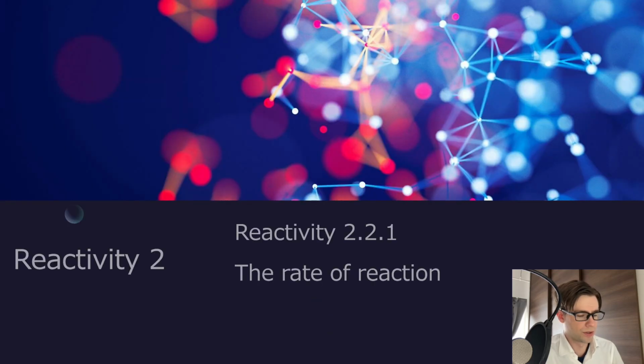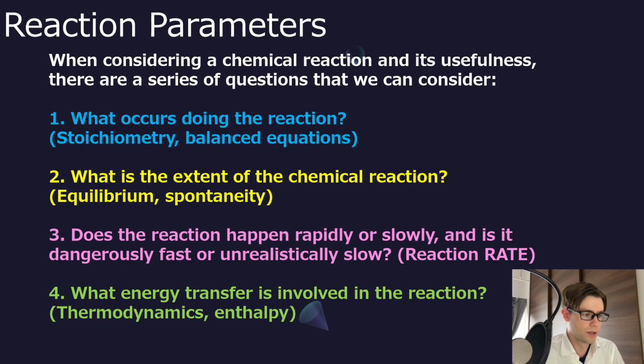So 2.2.1, sort of an introduction to what the rate of reaction is. So here's some interesting questions that you can ask about any chemical reaction to determine its usefulness and properties about it. So number one, what occurs during the reaction? We're mainly going to answer this with stoichiometry and the balanced chemical equation. What becomes what? And what are the fractions at which things need to combine and get produced at? So we can make predictions.